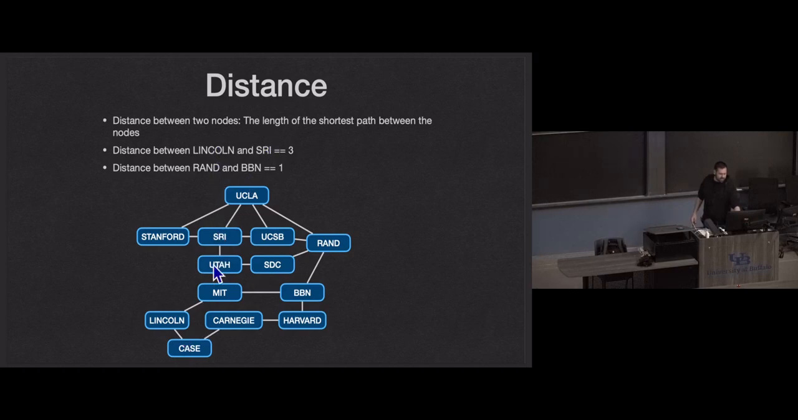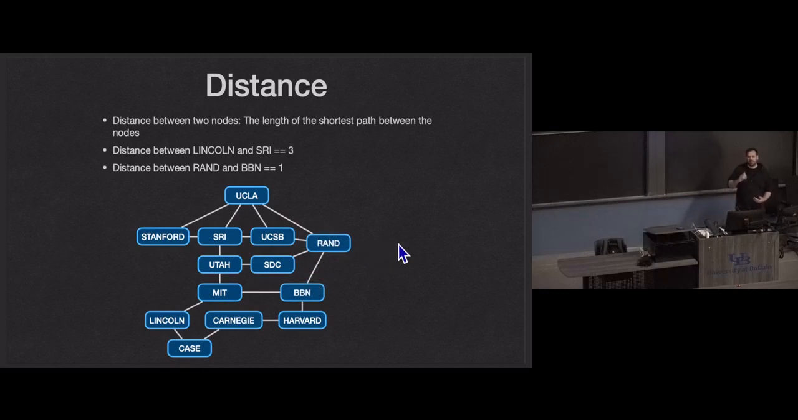Lincoln to SRI, same thing. We found that path that meanders around the graph of length 7, but there is a path of length 3 connecting the two nodes. 1, 2, 3. So we can take this path to get there. So the shortest path is 3 because I can never find a path of length 2 connecting those two nodes. And if two nodes are connected by an edge directly, their distance is going to be 1. You just traverse that edge.